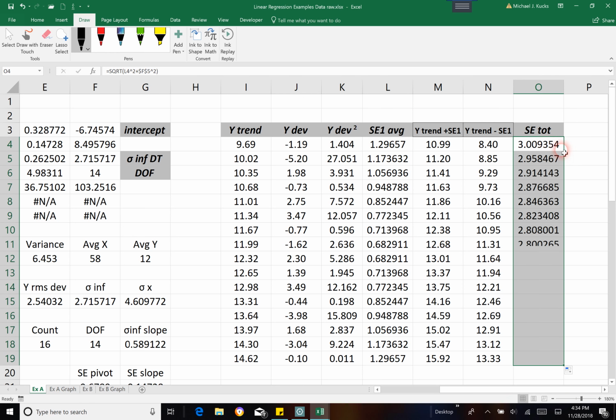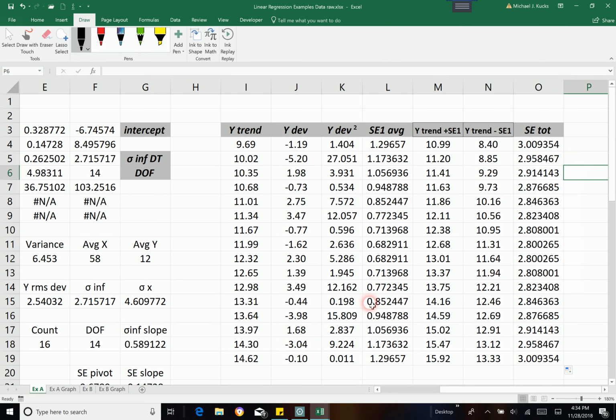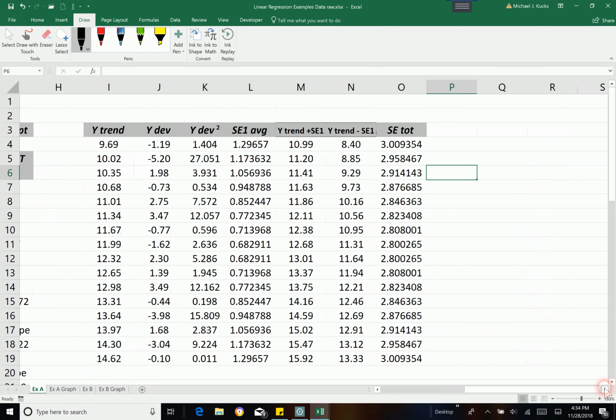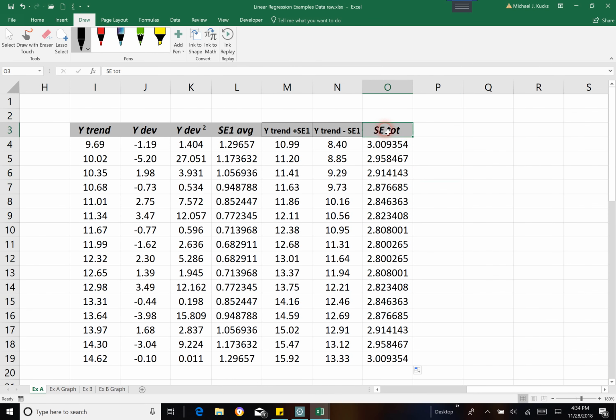Now we're going to copy this down. And so now we're going to do just like we did before. We're going to call this SE2. So this is going to be Y trend plus SE2. And this is going to be Y trend minus SE2, right?